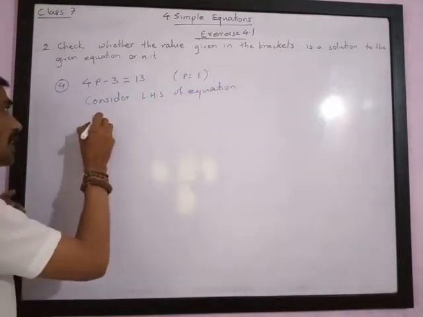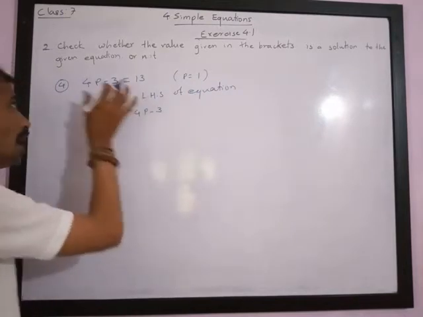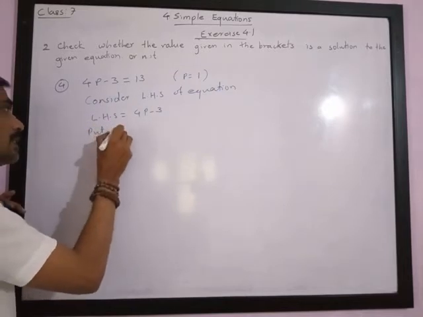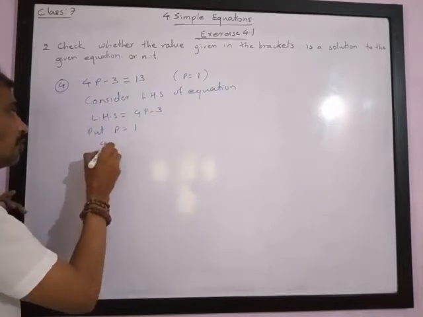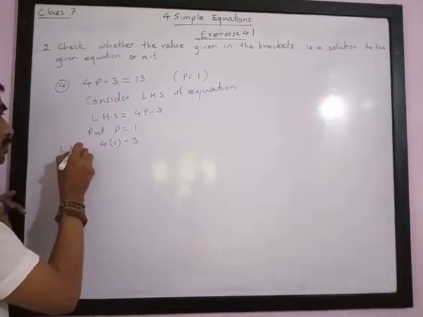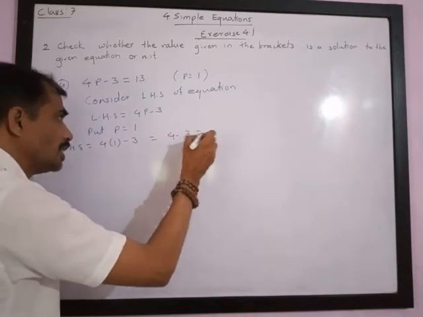So left hand side is 4p minus 3. Now in left side you have to put p is equal to 1. You will get 4 into 1 minus 3. So this is equal to 4 minus 3, that is equal to 1.